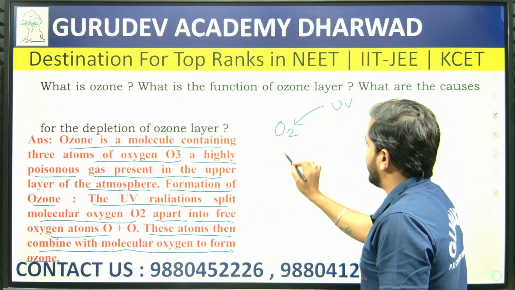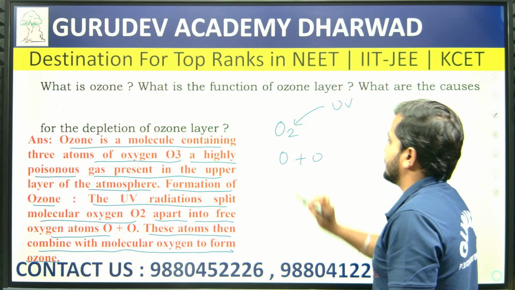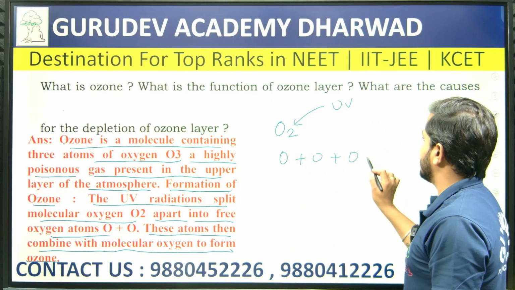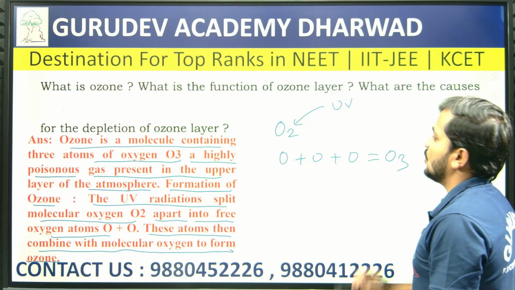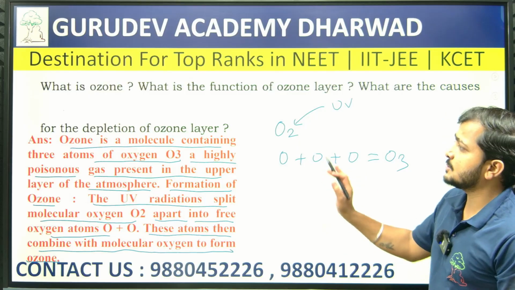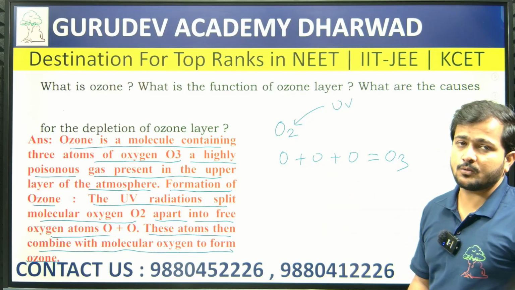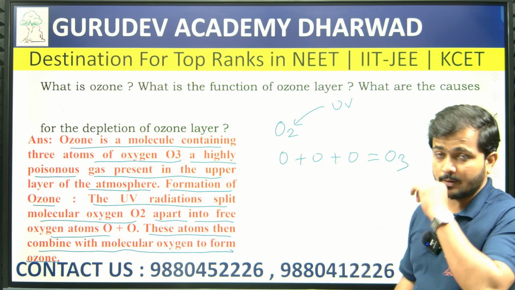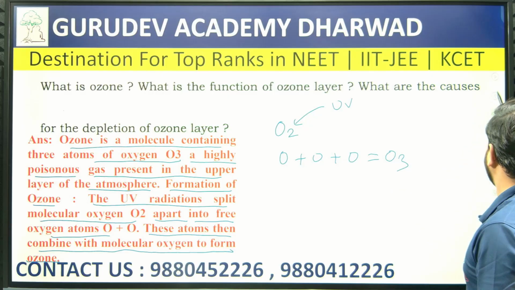What is it going to do? It is going to split this oxygen. Then it is going to get combined with one more oxygen to form something called O3. So this is the formation of ozone. So this is how it takes place in the atmosphere.